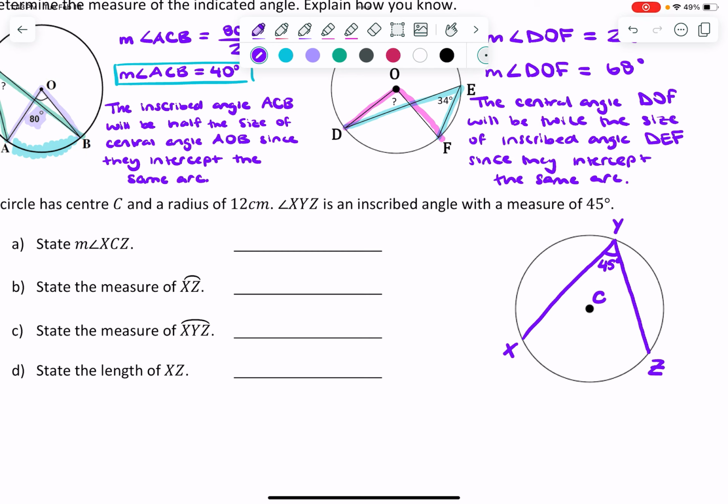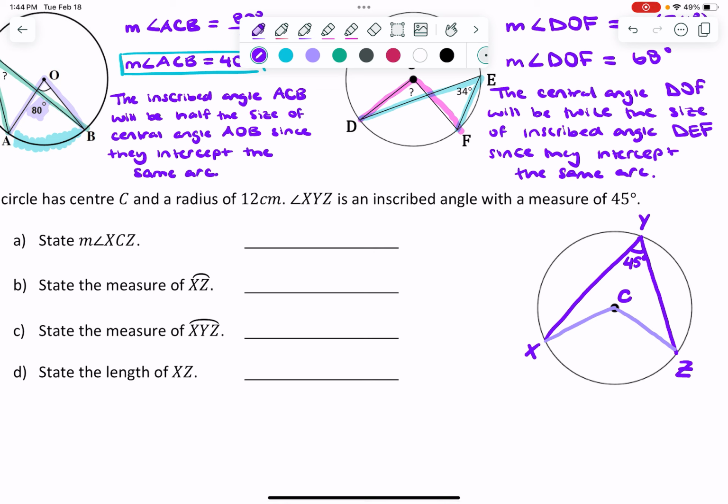Now I want to do a couple of things. Thing number 1, I want to state the measure of angle XCZ. Well, that's a central angle. And my central angle and my inscribed angle intercept the same arc, which means that angle property of my central angle being double or twice the size of my inscribed angle will hold true. So the measure of angle XCZ will be 90 degrees.